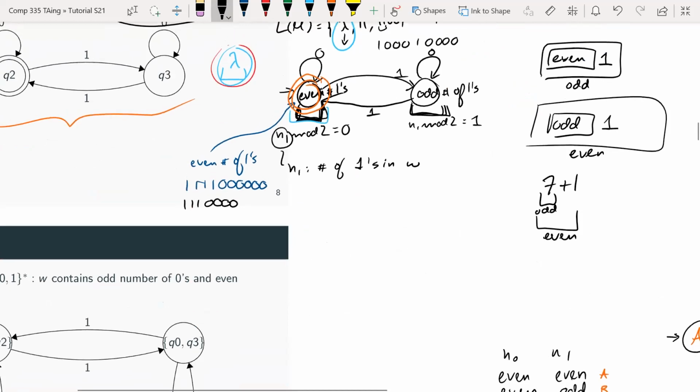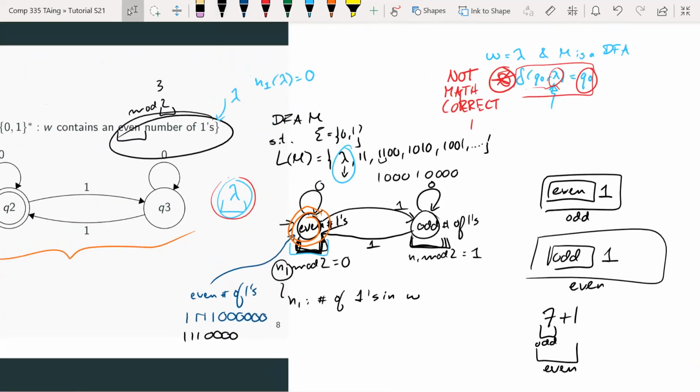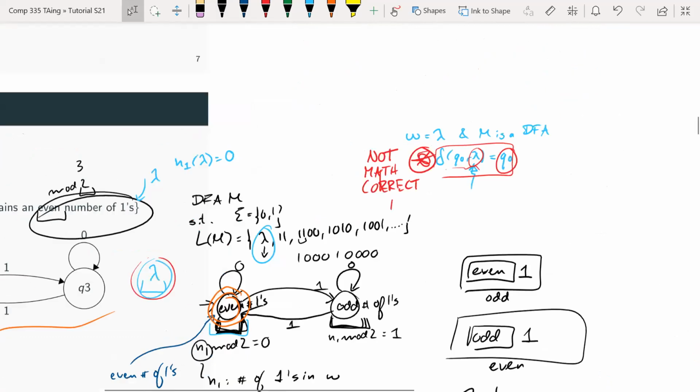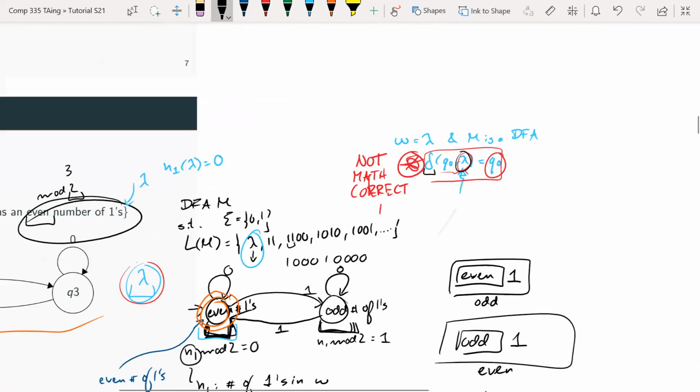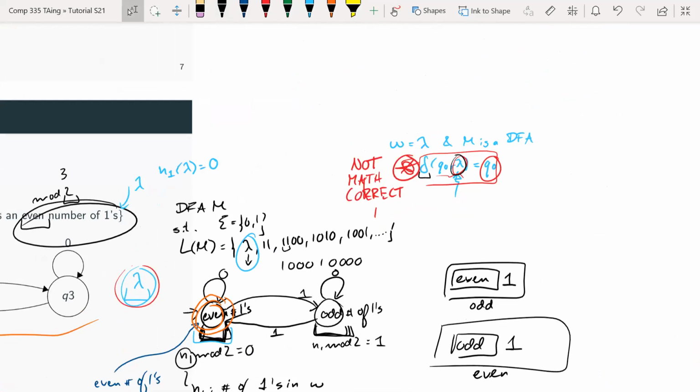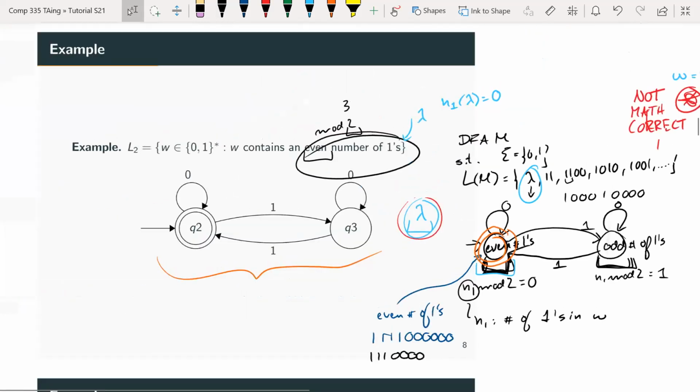How can we write it in an acceptable mathematical way? It's a good question. You essentially don't explicitly consider lambda when you're looking at transition functions for DFAs. You just never think of lambda here. The only thing you really need to know is that if you read lambda as your input string, you always stay in Q0. That's the rule. Okay, good. So that's for this example.